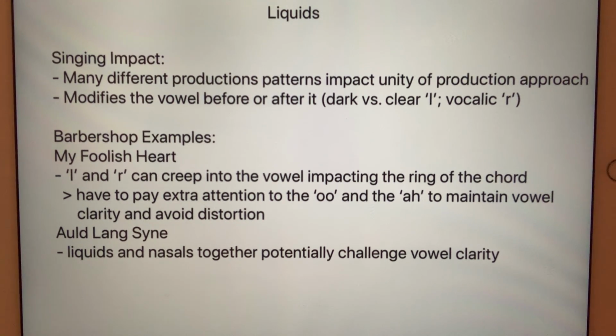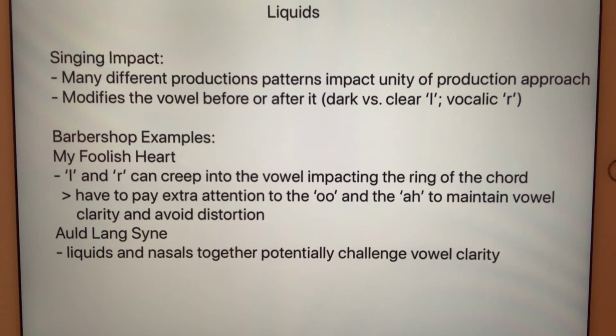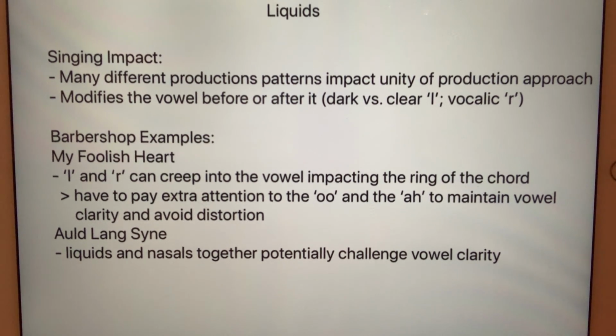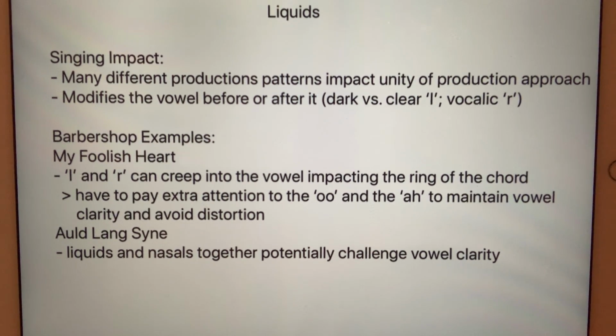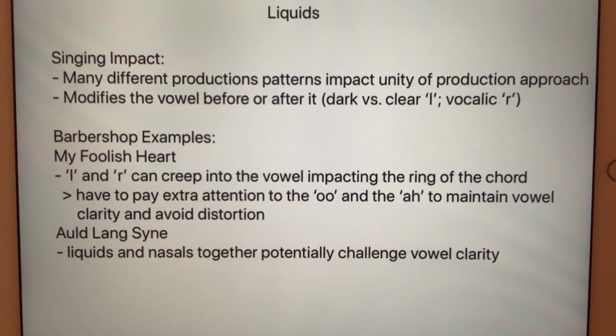So Foolish Heart is not as much of the L creeping in there, but heart, oh my gosh, we sing heart how many times and it's always jumping in there, that R sound. It really does impact the potential for our ring when we let the R distort the vowel or the L distort the vowel.